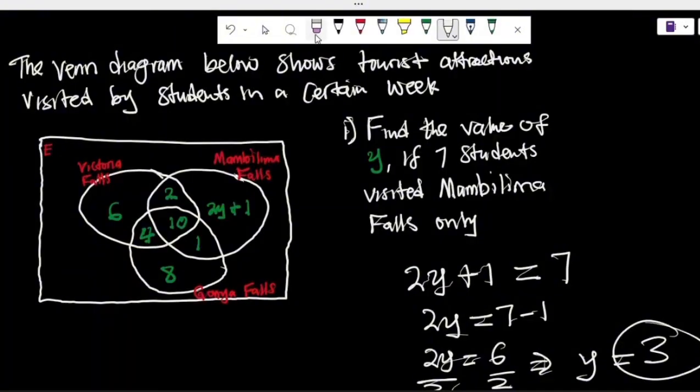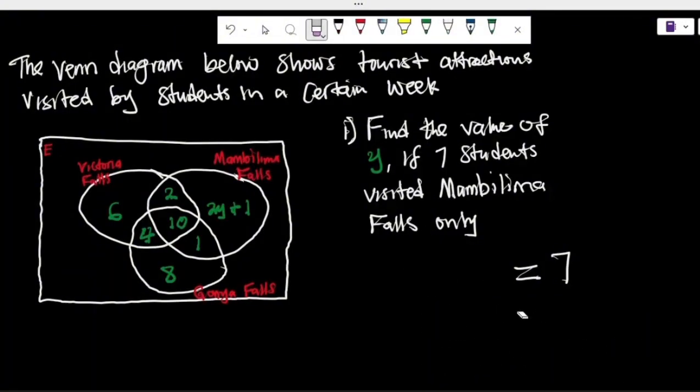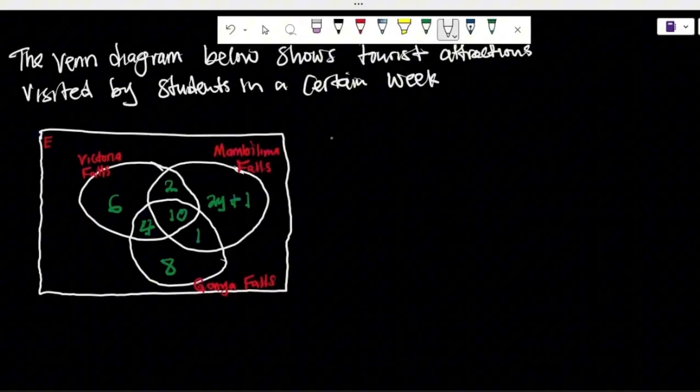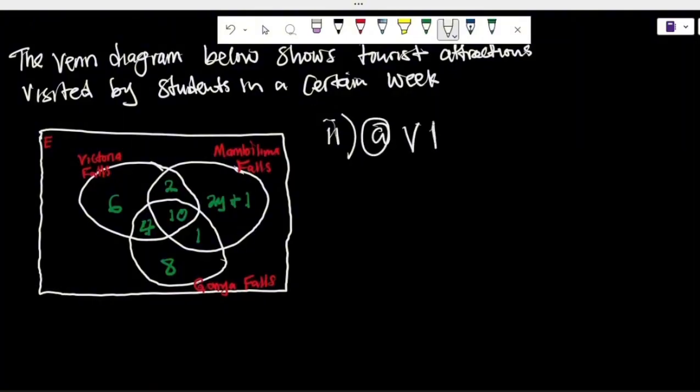Now, the next question is, how many students visited Victoria Falls but not Gonya Falls? So how many students visited Victoria Falls but not Gonya Falls? So how do you deal with this particular problem?